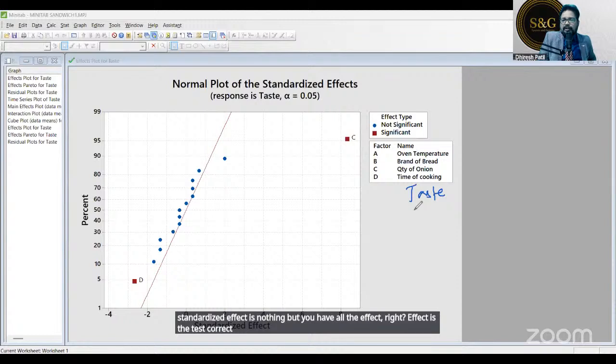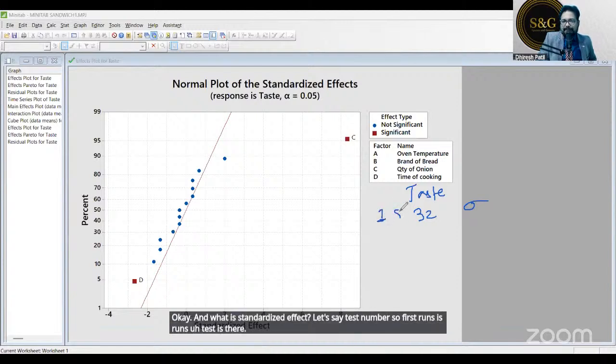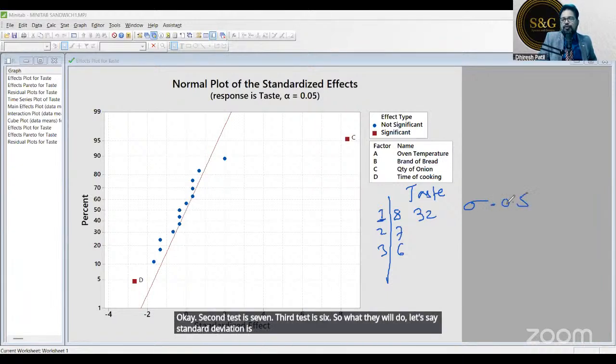So we have got 32 readings of the test, correct, everybody? We have got 32 readings. So they have calculated the standard deviation of those 32 readings. And what is standardized effect? Let's say the first run test is 8. Second test is 7. Third test is 6. So what they will do, let's say standard deviation is 0.5. I'm just giving you an example.